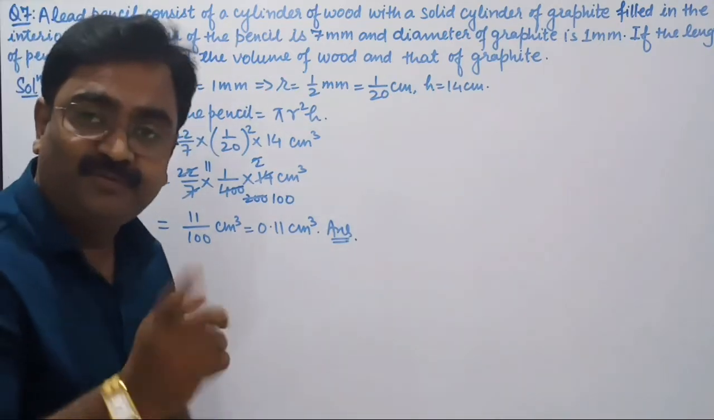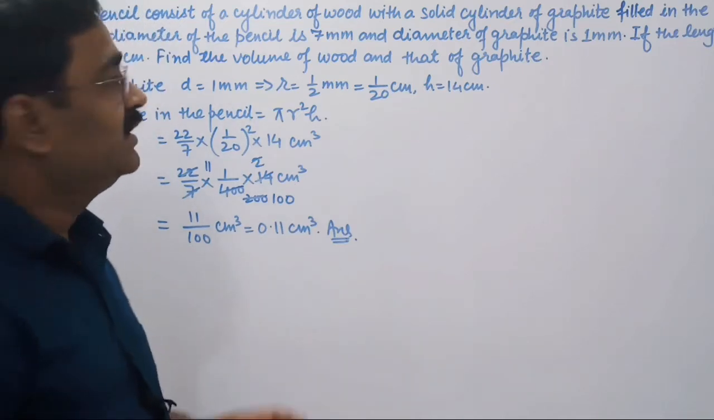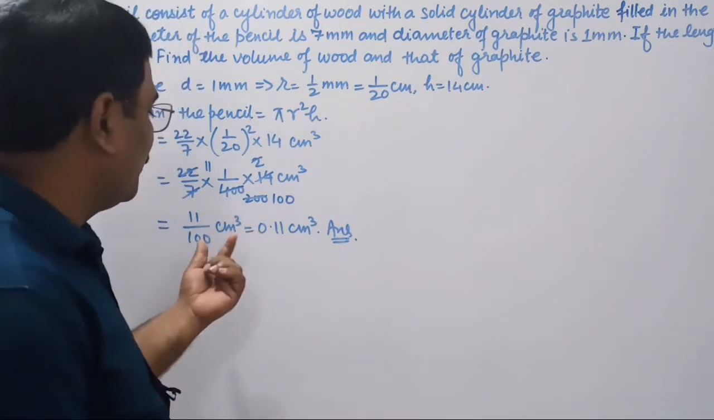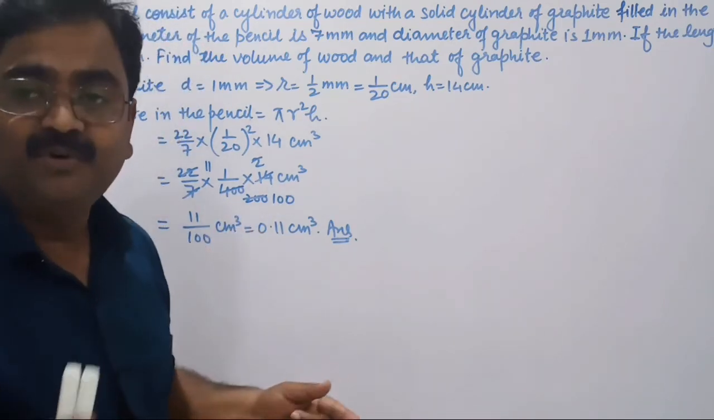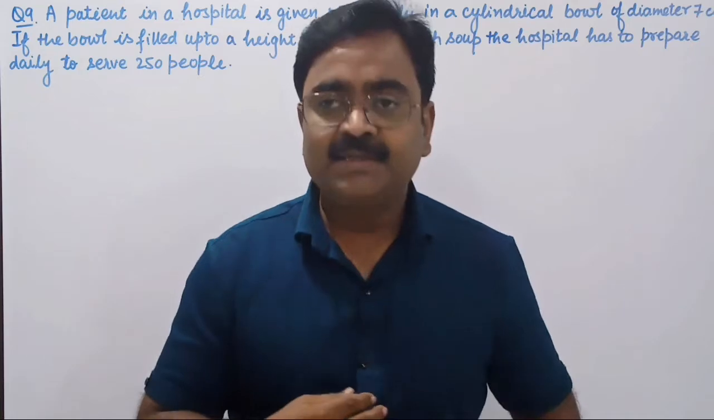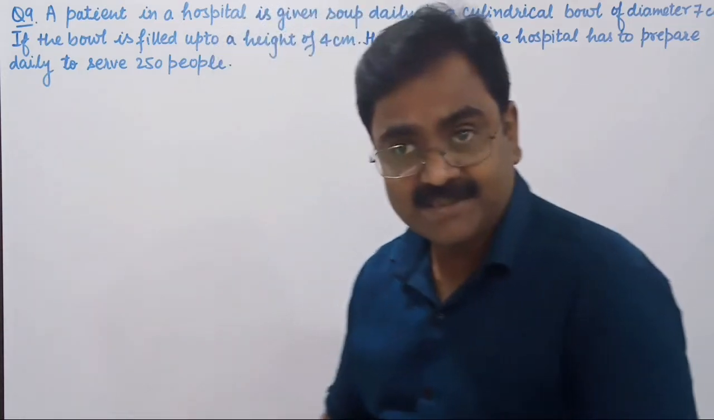To find the volume of wood, first we need the volume of the pencil. After getting the volume of the pencil, we have to subtract the volume of graphite. We will get the volume of wood. So for the pencil, okay friends, let's see question number 9 of exercise 13.6.